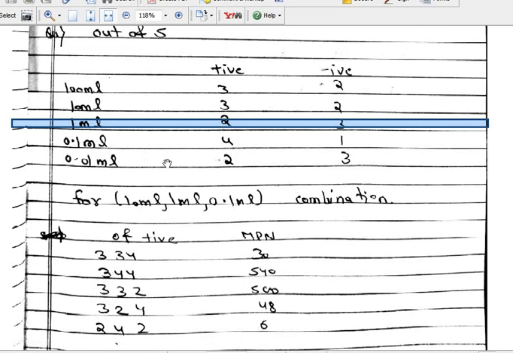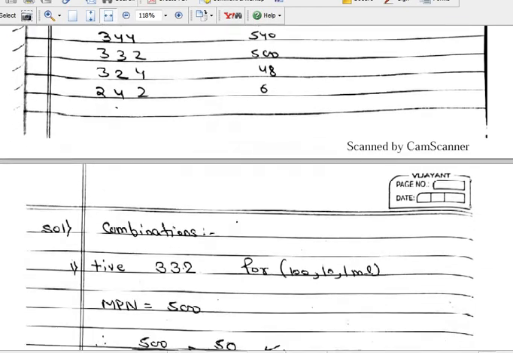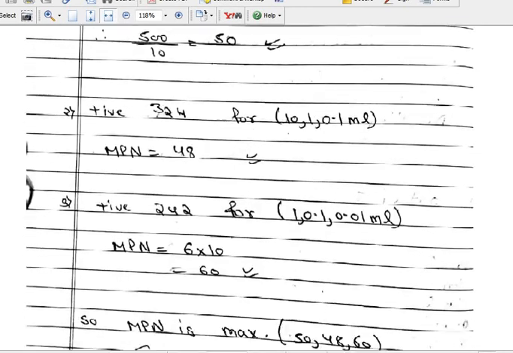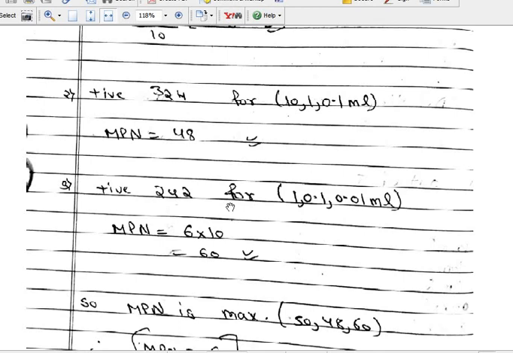Now this 2, 4, 2 combination corresponds to 1, 0.1 and 0.01, but the standard table is given for 10, 1 and 0.1. So this is 10 times more diluted. So that is why whatever values we have got, we have to multiply this by 10. So now come here. The positive values for 2, 4, 2 and the corresponding dilution is 1, 0.1 and 0.01. So this is your 6, that is why we will multiply it by 10. So this is your 60.